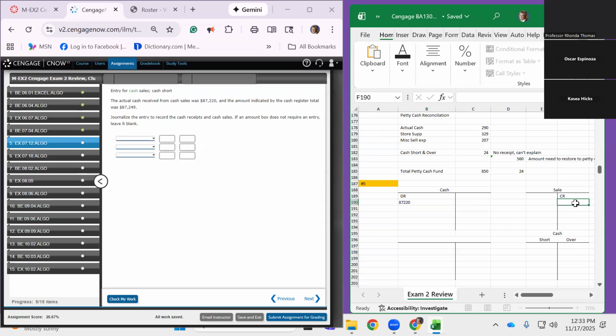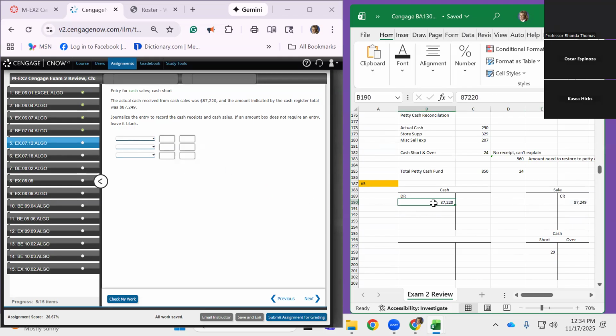it says the actual cash received from the cash sales is 87,220. The cash register total is your sales, 87,249. So we don't balance, right? We are longer on this side than we are this side, so we're going to need a debit. We're going to need to debit the cash short and over for $29.